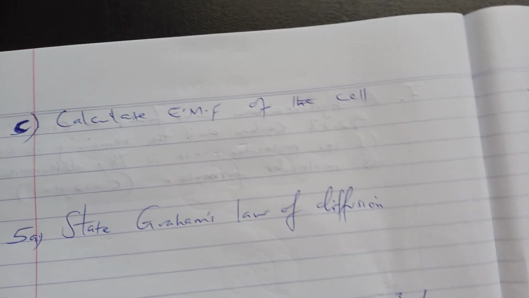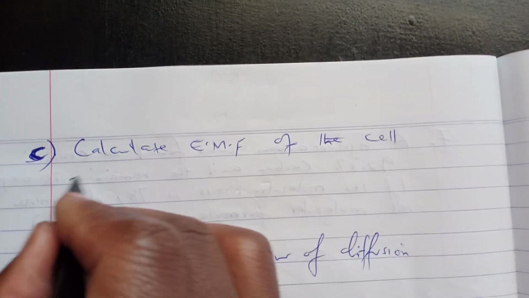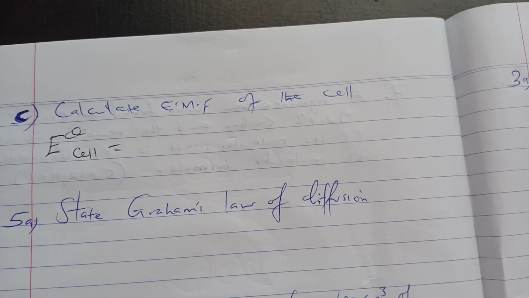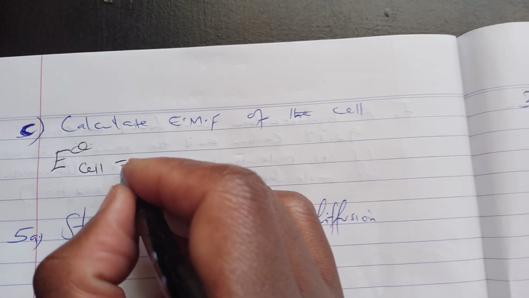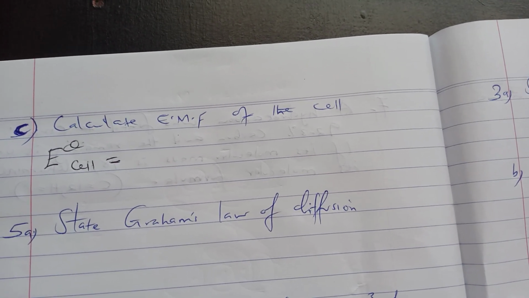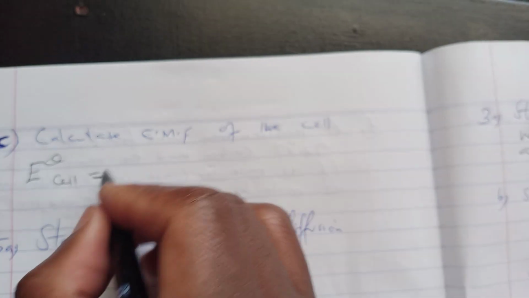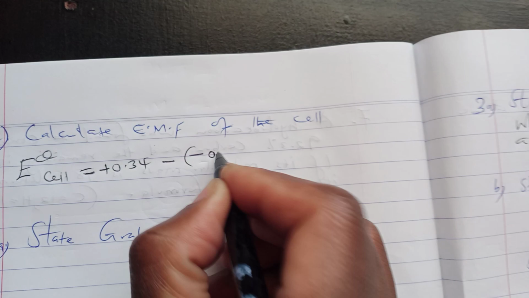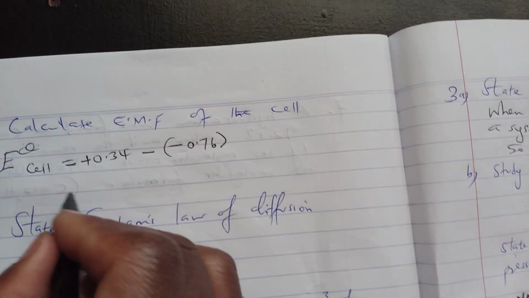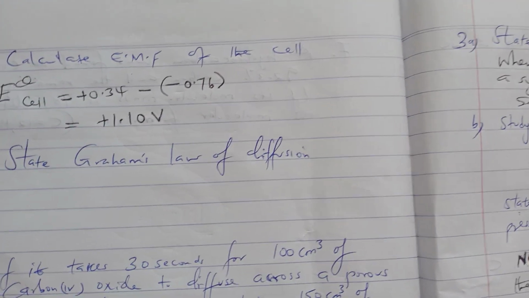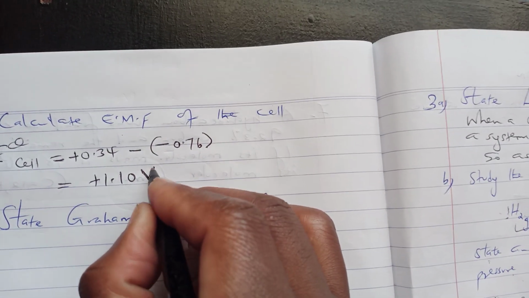Then part C says calculate the EMF of the cell. So the E naught of the cell, the EMF, the electromotive force of the cell, is given by, very simple, you just look at the values over there. If you have a positive and negative, you always start with the positive. So positive 0.34 minus 0.76, so that you have positive 1.10 V, and the units must be shown, so it is volts, capital V, like that.